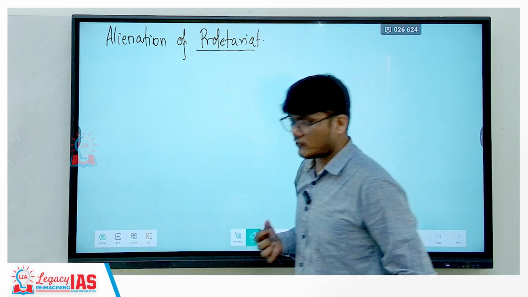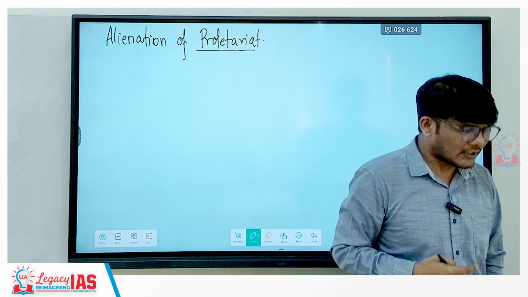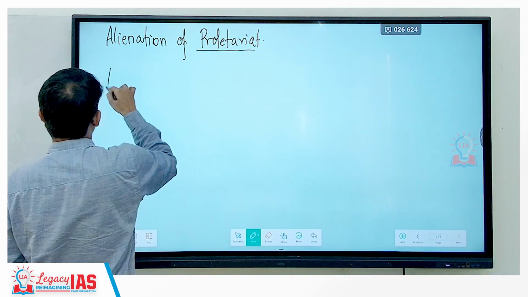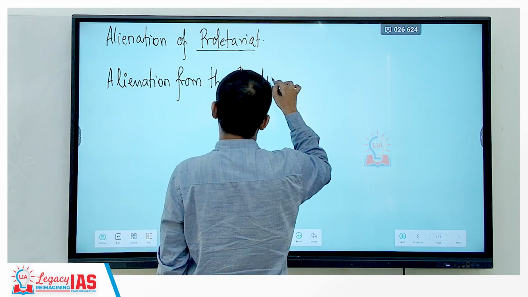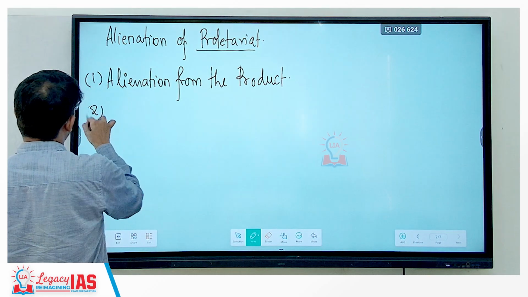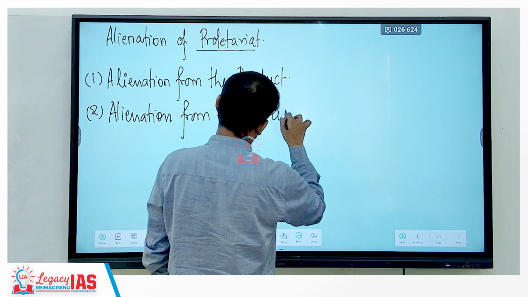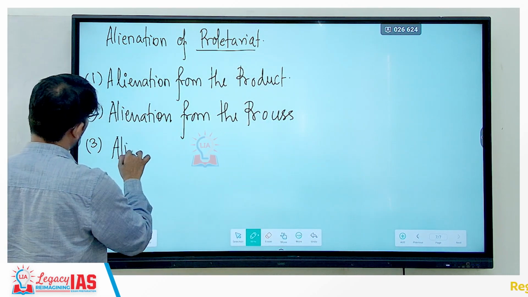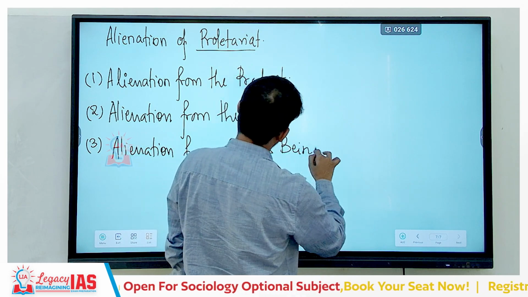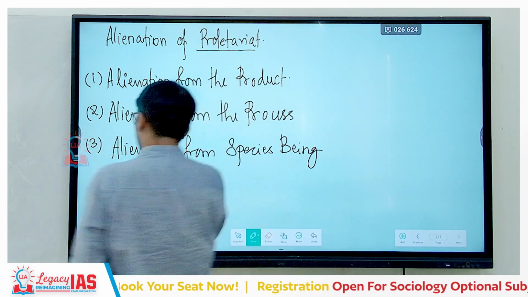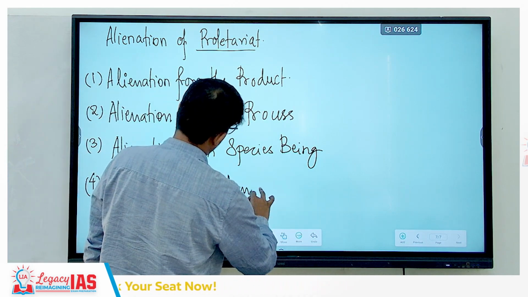The proletariat is the non-ownership class, the labor class, the workers, the have-nots. Okay. So alienation of the proletariat can take place in four different ways. That would be alienation from the product. That is one, alienation from the product. Second would be alienation from the process. Third is alienation from species being, as in the species to which we belong. And fourth, alienation from human beings.